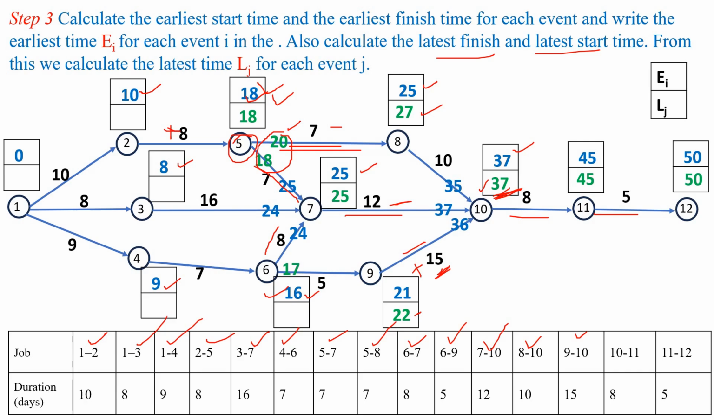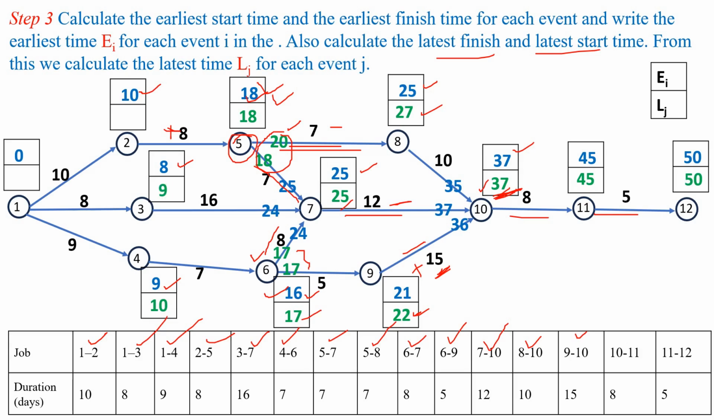And next one is the activity 6 to 7. For activity 6 to 7, latest finish time is 25 and start time will become 25 minus 8, 17. So next is the activity 6 to 9. So finish time is 22 and start time will become 22 minus 7, that is 17. Here also event 6 is the burst event for activities 6 to 7 and 6 to 9. Among these two we have to consider the minimum value. Here both values are 17 only, so we consider 17. Next one is the activity 4 to 6, finish time is 17 and start time will become 17 minus 7, that is 10.